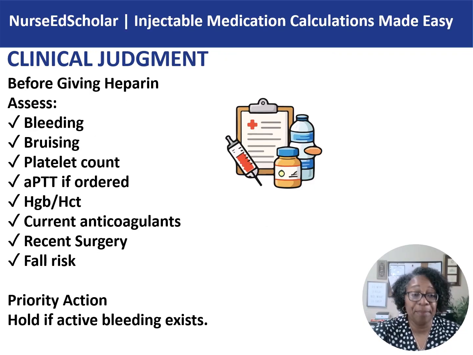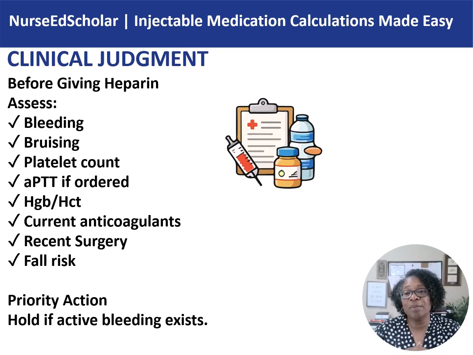Now, before you give heparin, you want to assess for bleeding, bruising, platelet count. You want to see if PTT was ordered. I tell students, when they ask which lab goes with which, because you have PT/INR and then you have PTT, I usually tell them the two T's make an H, kind of, but that's heparin, okay? And they typically remember that.